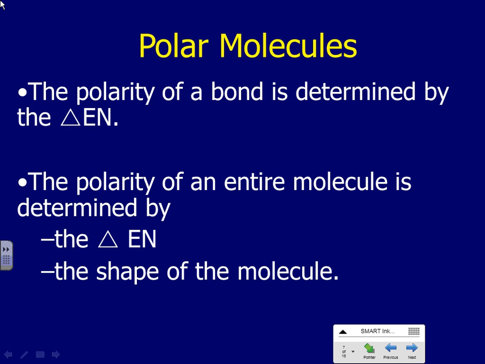This really is why we want to be able to do Lewis structures. A Lewis structure, along with another theory that you'll learn next year called VSEPR theory, determines the actual shape of a molecule. Once you know the shape of the molecule and you know if the bonds are polar, you can determine whether the entire molecule is polar.